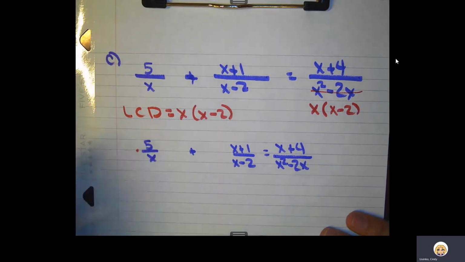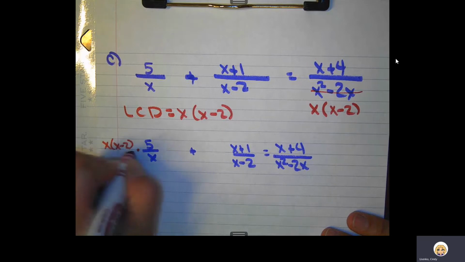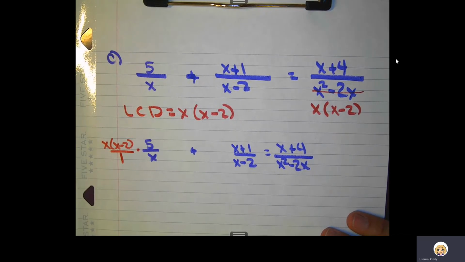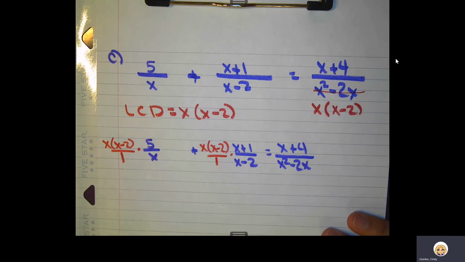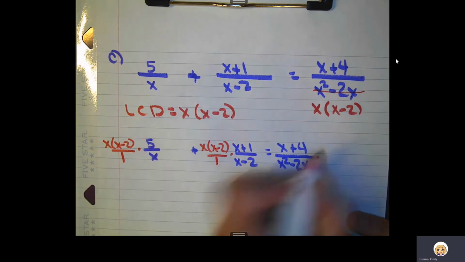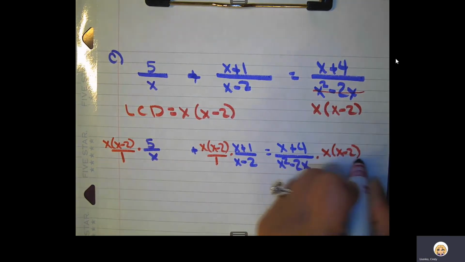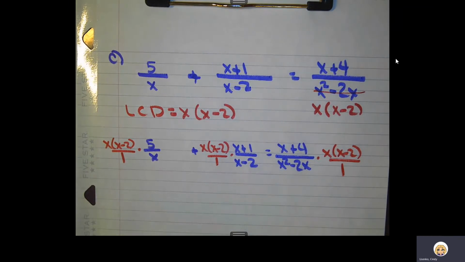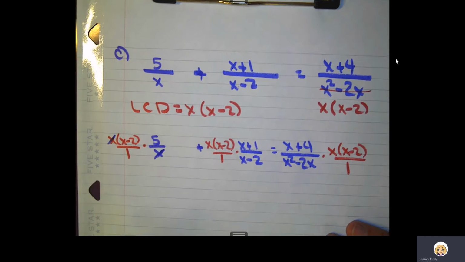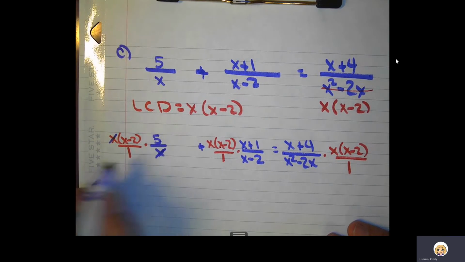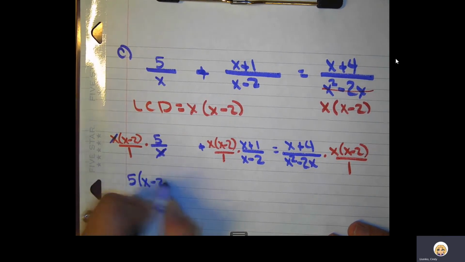So over here, I'm going to put x times x minus 2 over 1. Next to this, I'm going to put an x times an x minus 2 over 1. And over here, I'm going to put an x times an x minus 2 over 1. Every one gets that LCD. If we did it right, our denominators will cancel and we will be left with only the tops. So if you look over here, we have an x on the top and bottom, so that cancels. So we're left with a 5 and an x minus 2. So 5 times x minus 2.